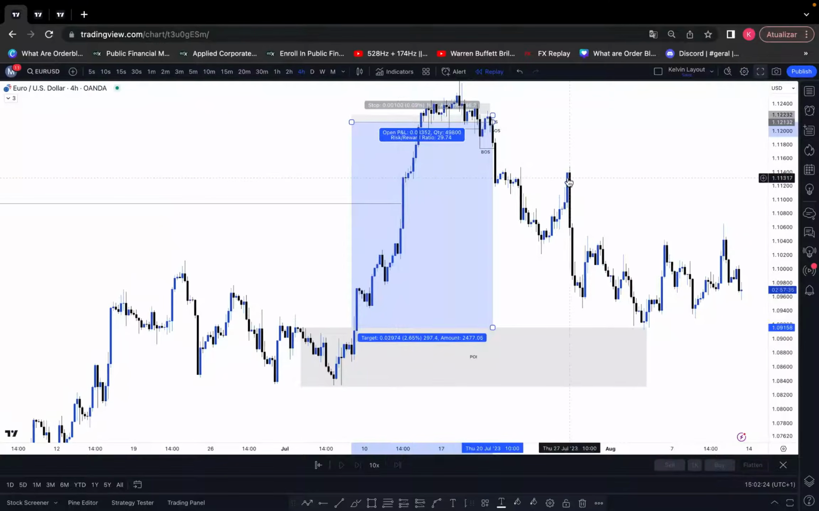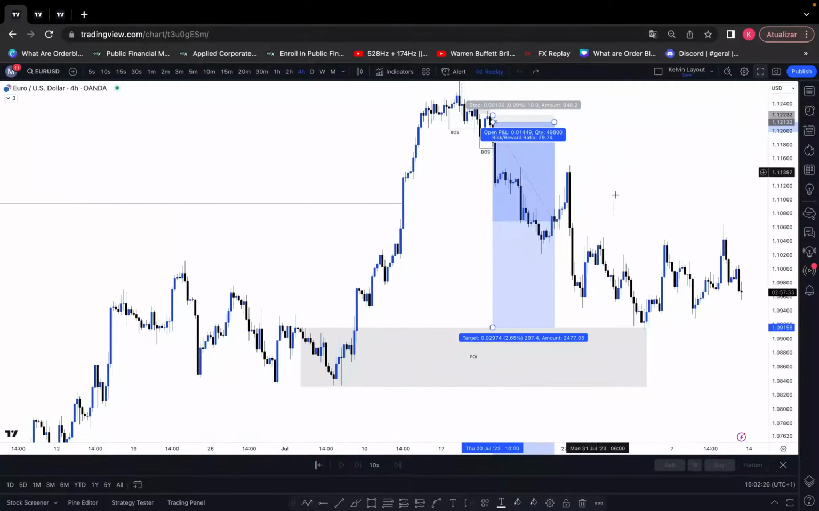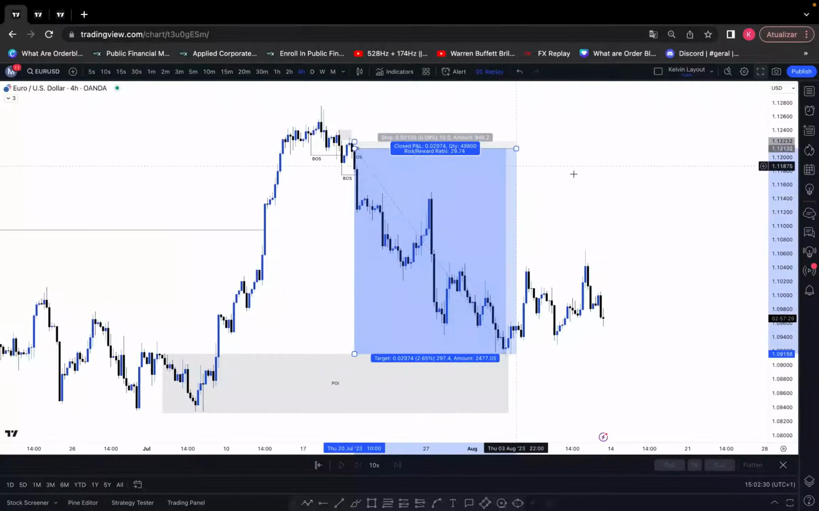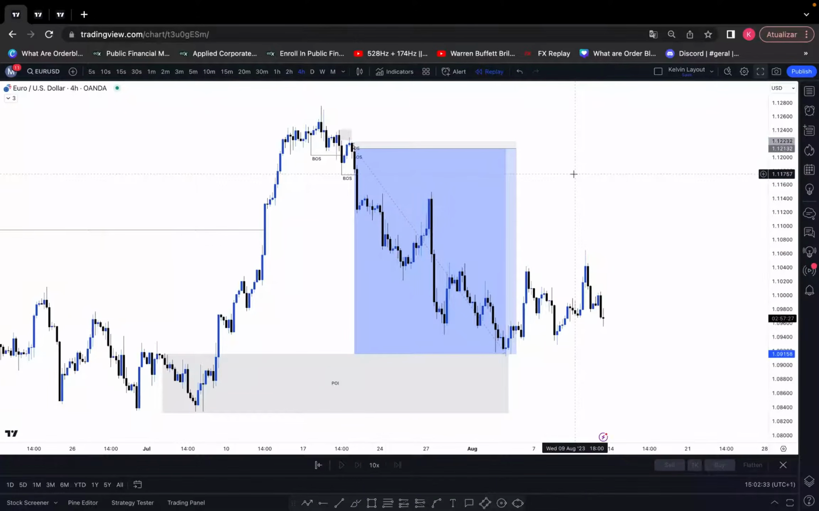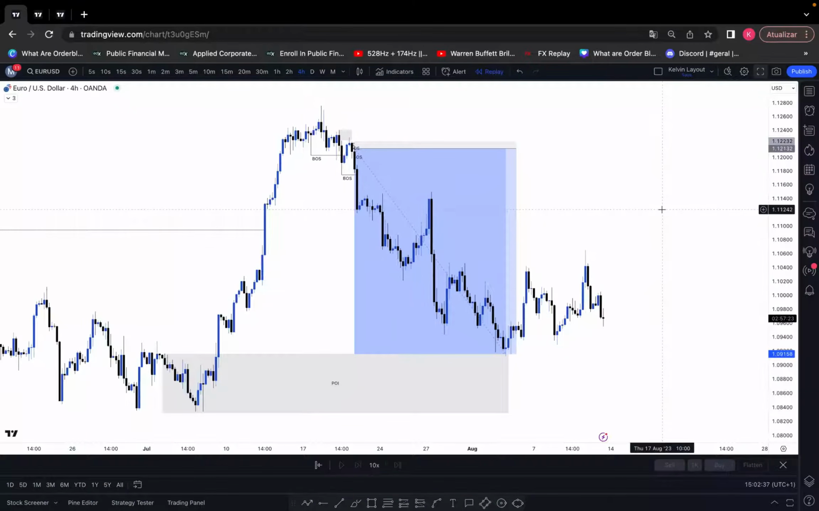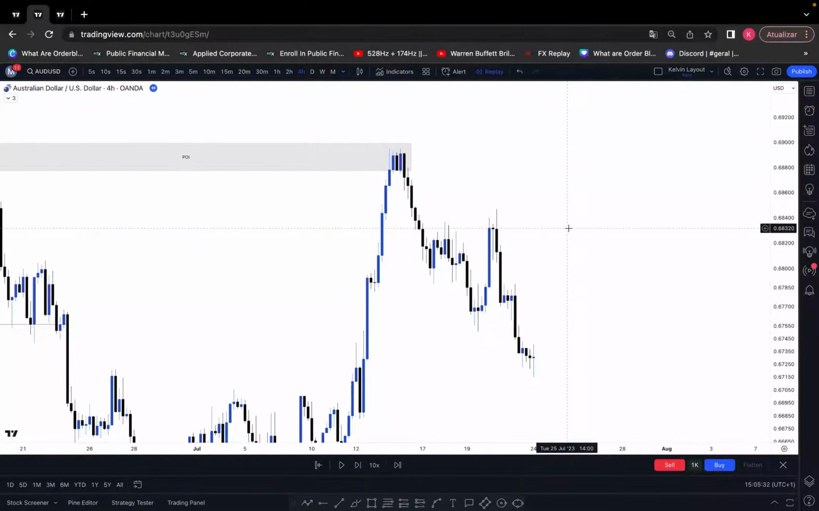So this is perfectly how we trade the medium time frame in alignment with the higher time frame. The whole picture right there was done. So let's move to the next example. The next example is going to be on Aussie dollar.